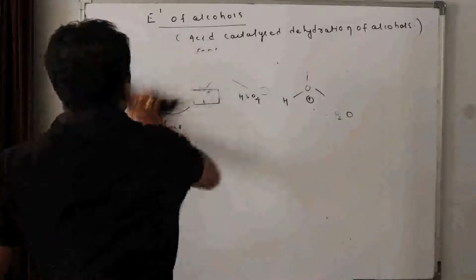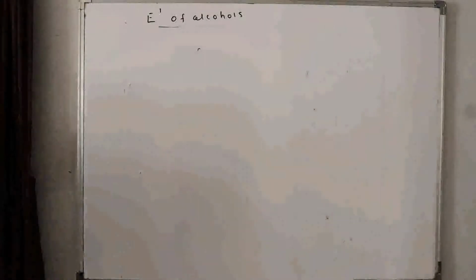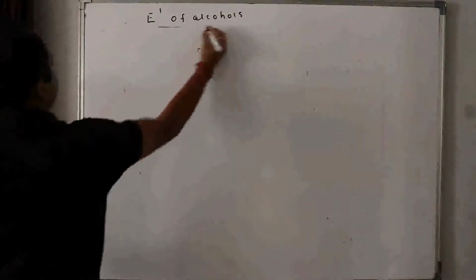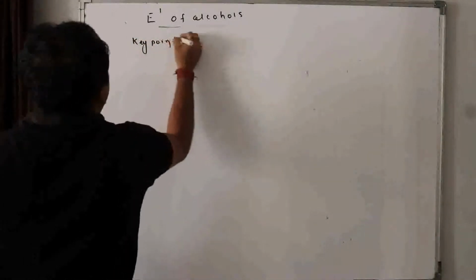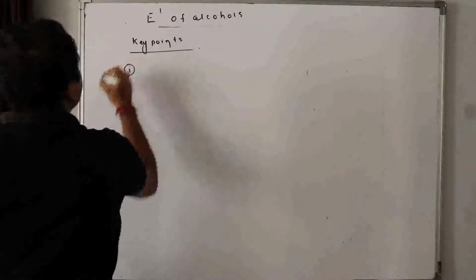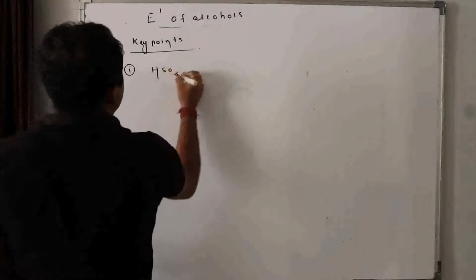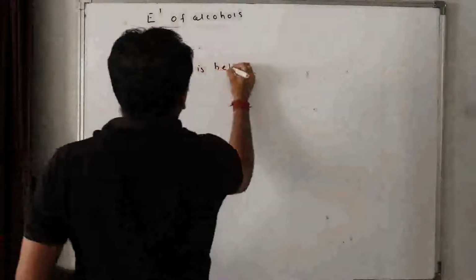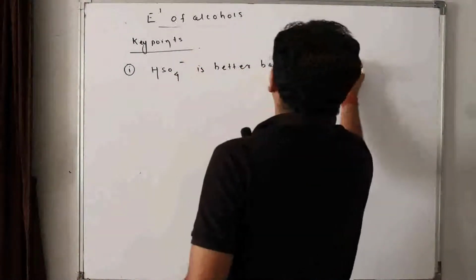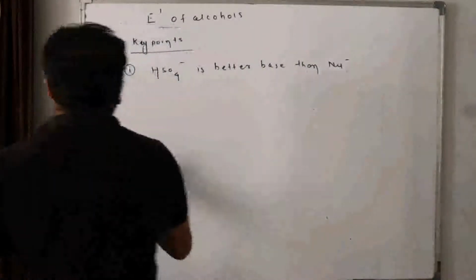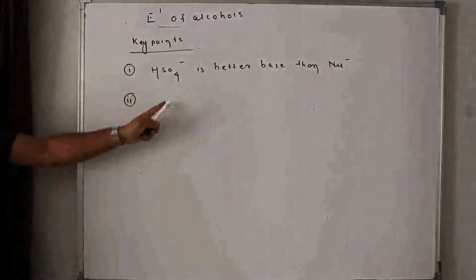What are the key points of these reactions? First key point, remember, HSO4 minus is a better base than nucleophile. Clear? It can act both as nucleophile and base, but it is a better base than nucleophile.